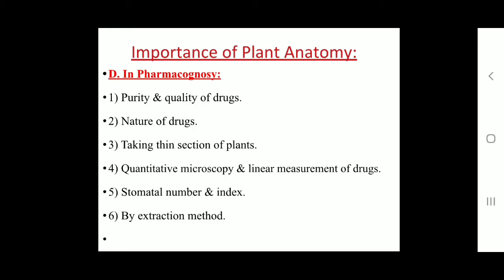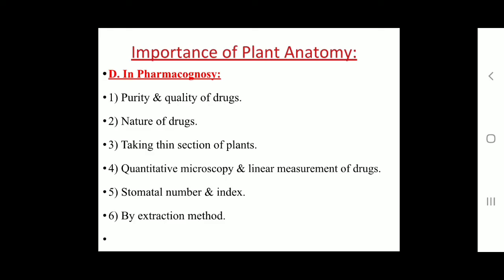Then leaf drugs may be identified by their palisade ratio. Palisade ratio is average number of palisade cells beneath each epidermal cell. Leaf powdered drugs thus can be identified. The next, stomatal number is average number of stomata per square mm of epidermis of the leaf. The next, stomatal index is the percentage that the number of stomata forms to the total number of epidermal cells.